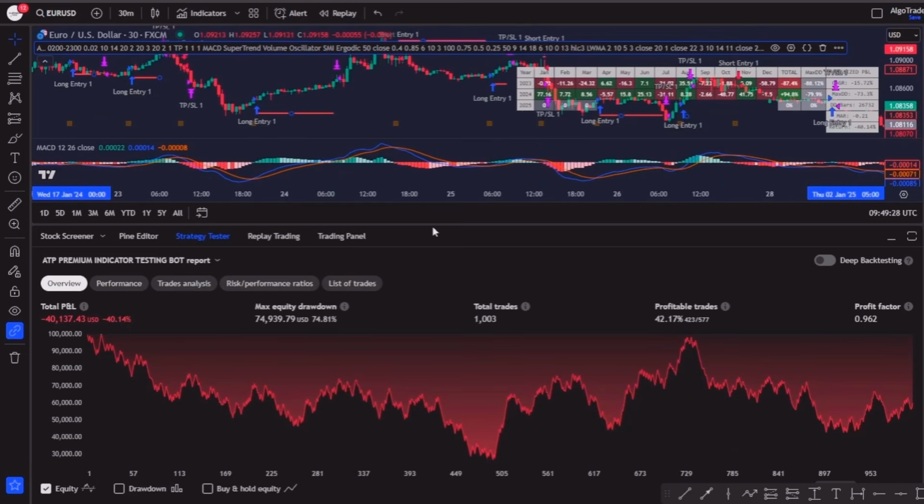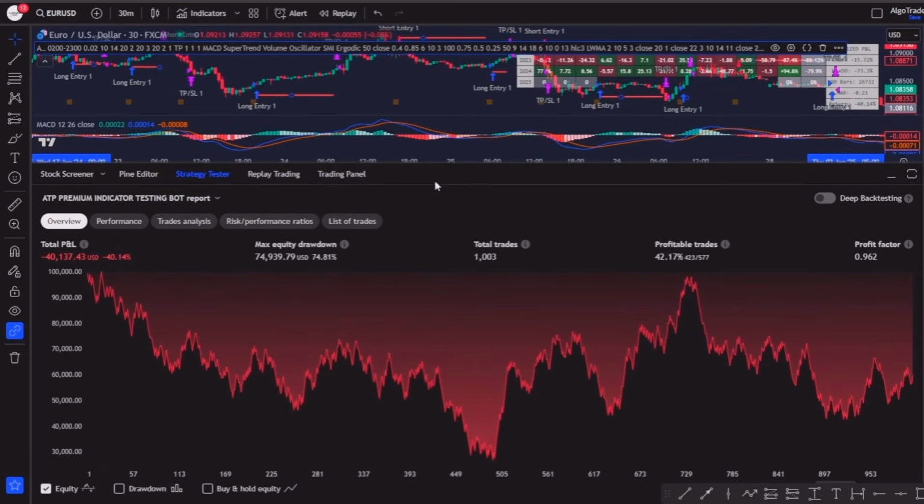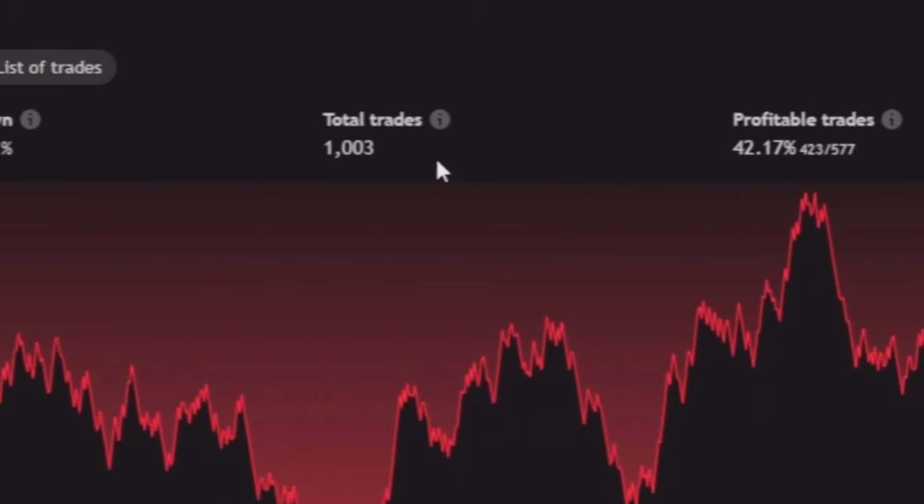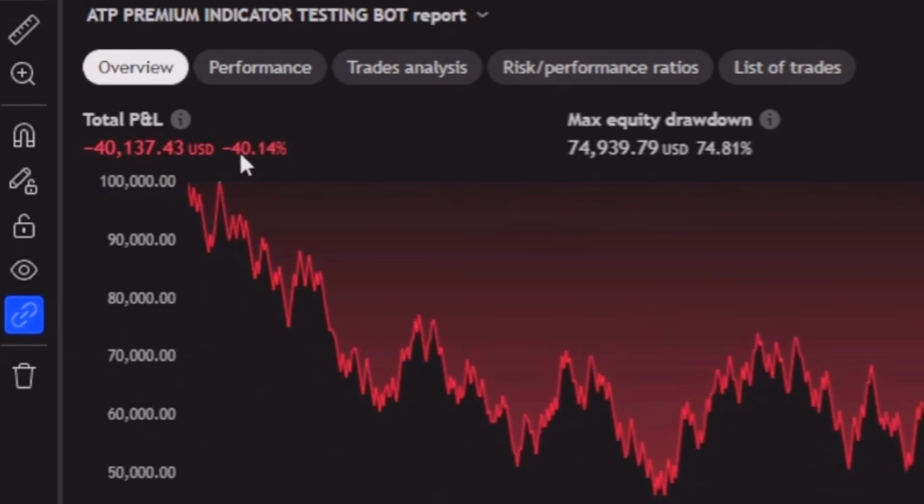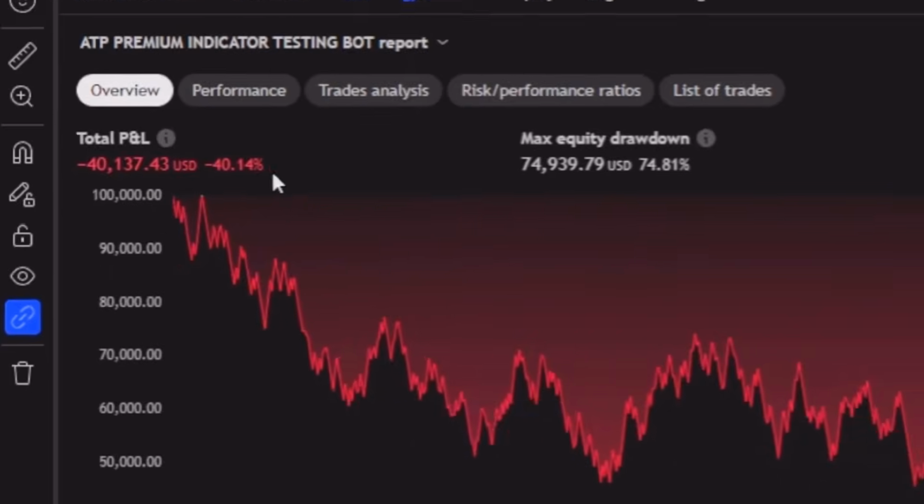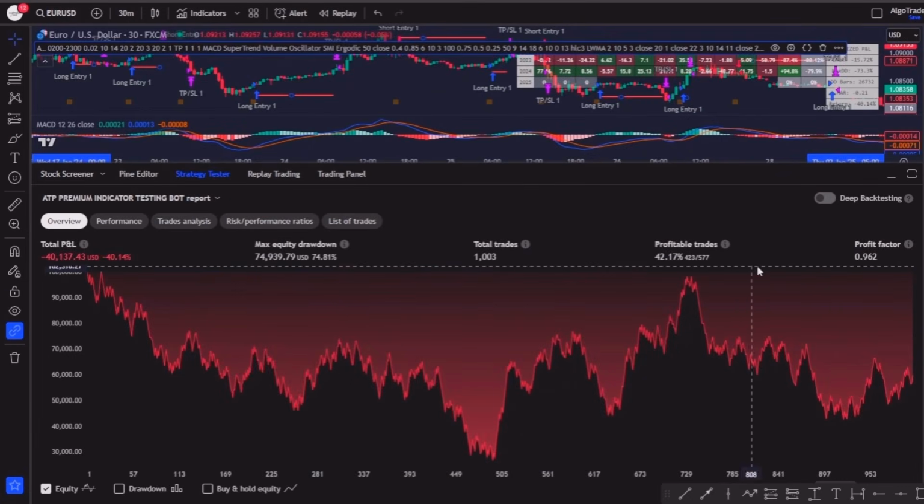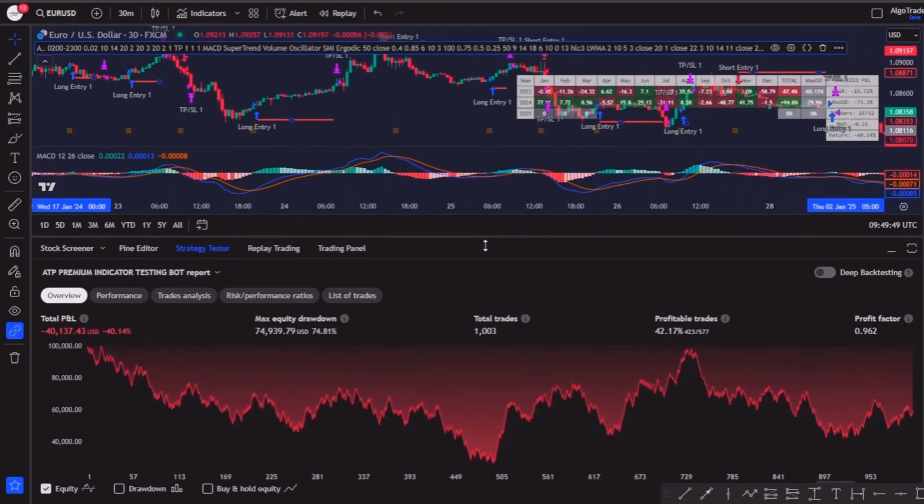As we can see, the results have changed completely. After 1000 trades, the win rate dropped further to 42% and the strategy became unprofitable, resulting in a 40% loss. This is a huge difference from what we initially saw. But now we could have had some bad luck, so let's do one final test to get a final answer.